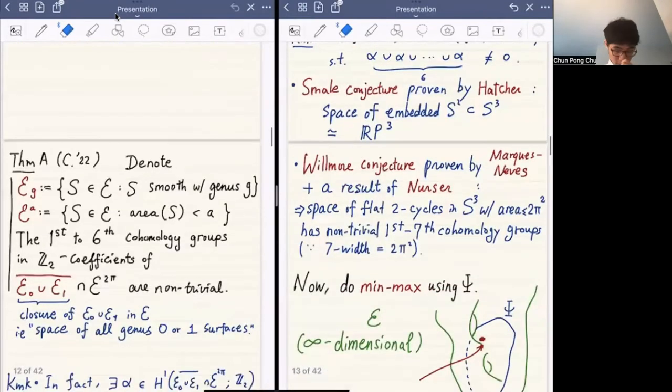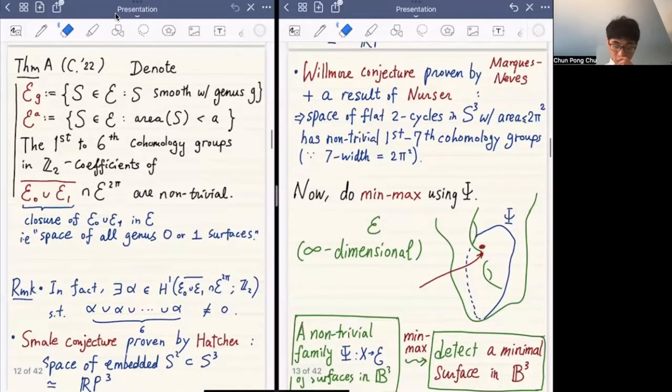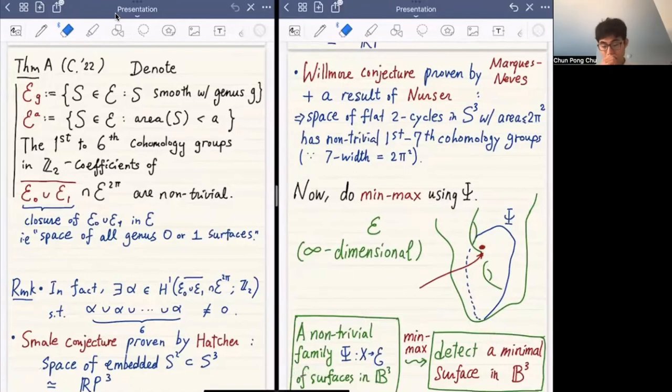Okay, so moreover, one can think about the following. Marques and Neves proved the Willmore conjecture, and in fact, together with a result by Nurser, we know that the 7th width of the free sphere, of the round free sphere, is 2 pi squared. So this in particular implies that the space of all flat 2-cycles in the free sphere with area less than or equal to 2 pi squared has non-trivial 7th cohomology groups.